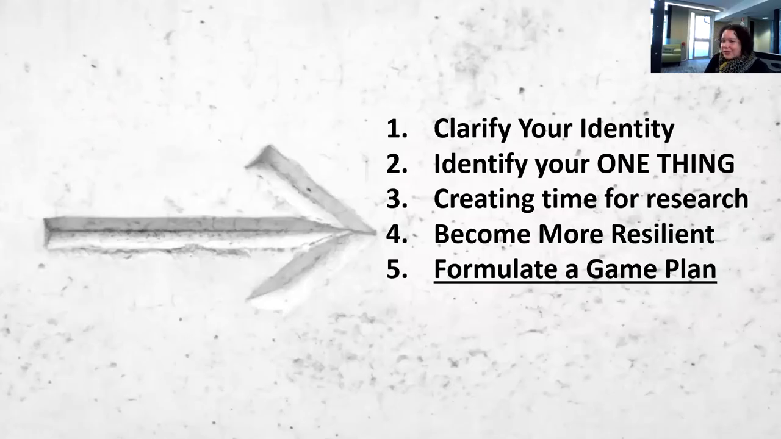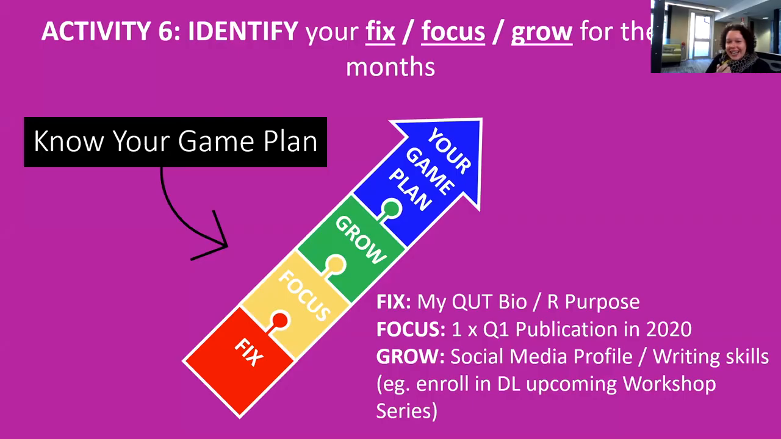Oh, that's good. Okay, so for the last little five or ten minutes, let's formulate some game plan. We have whipped through a trillion things, okay? And for it to be impactful, we actually have to pick something and then implement it. This is the difference between, I think I started with that saying, if nothing changes, nothing changes. So the last activity is to think about fix, focus, grow.